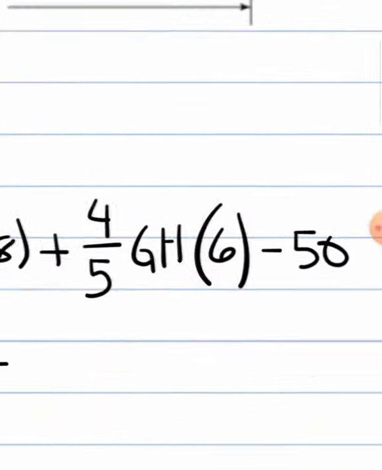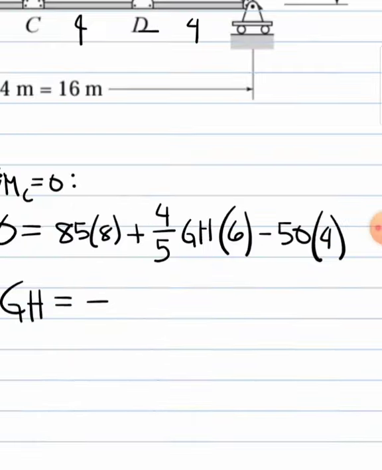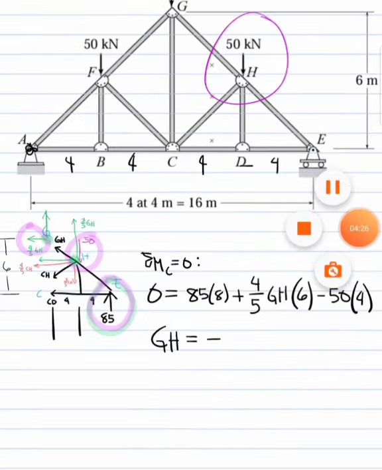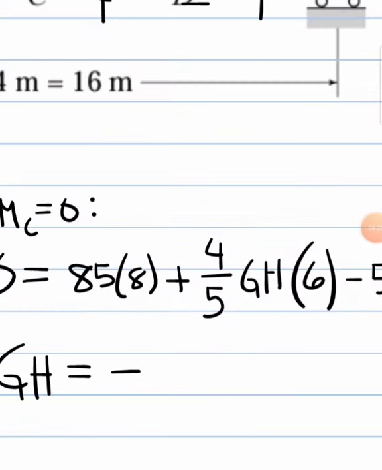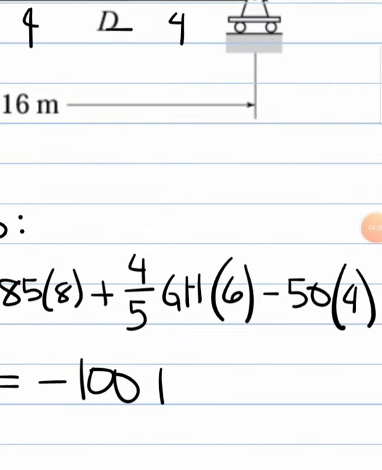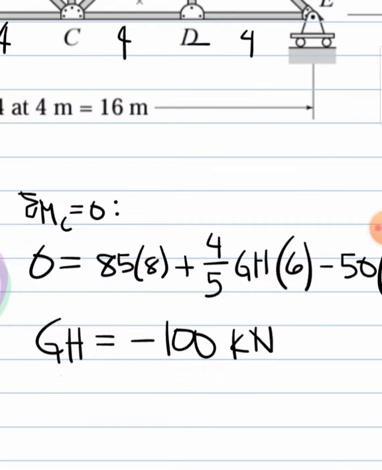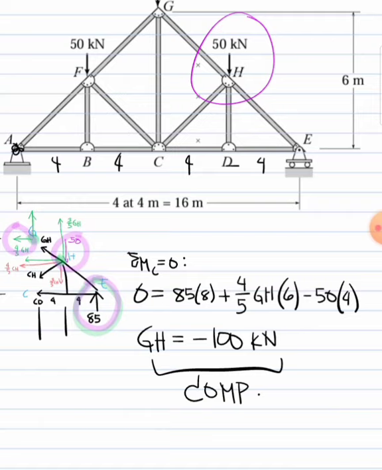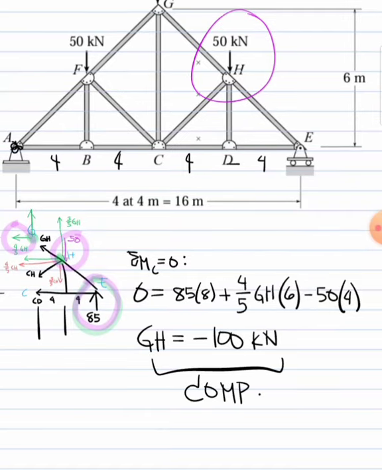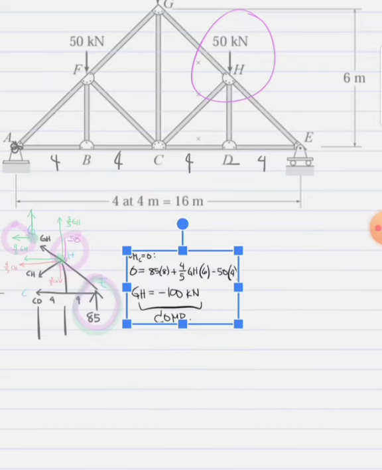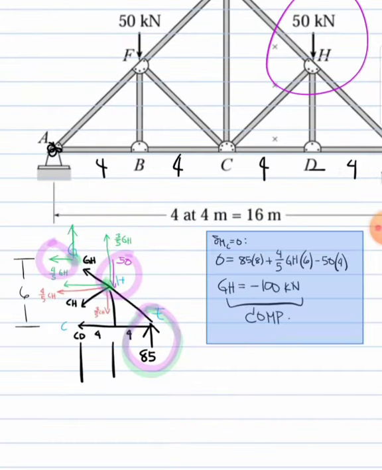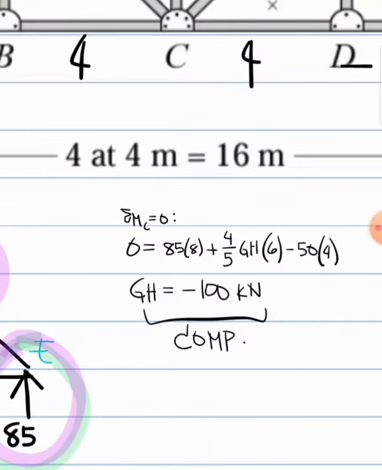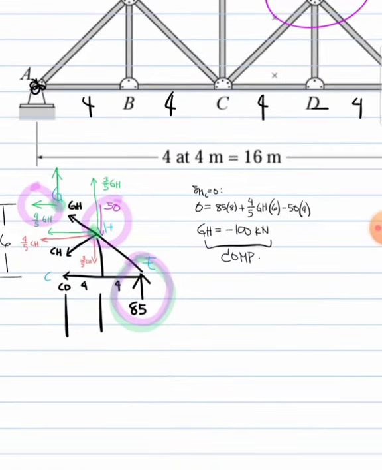That is 4 units away, or 4 meters away from point C. So if we plug that into our calculator, the value of our GH is negative 100 kilonewton, and that is our answer. But then GH should be in compression. So GH is 100 kilonewton, but the opposite sign is positive, and that should be compression. Our assumption is tension, so since this is negative, the correct answer is that it is in compression.